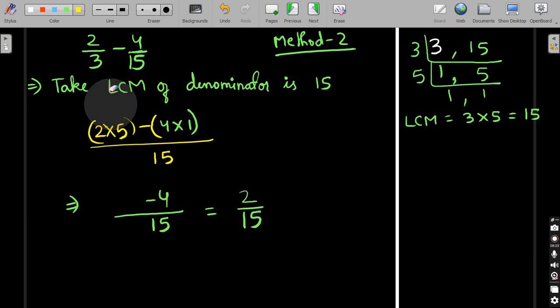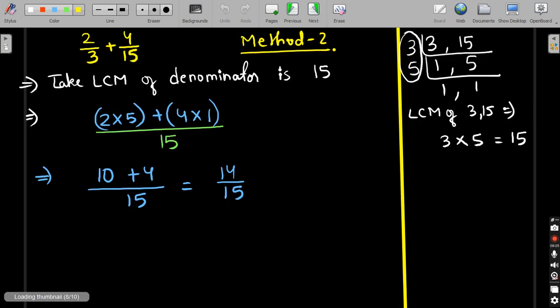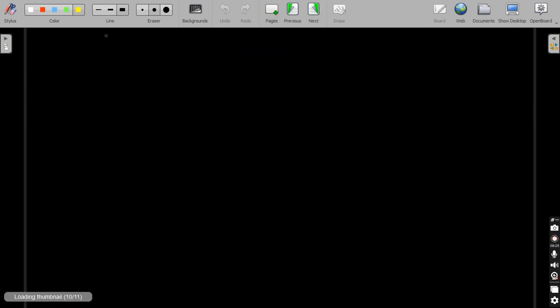Now the digits over in this place will be 5 times 2, 10. 10 minus 4, what will be the value? 10 minus 4, the value is going to be 6. So the answer is 6 by 15. Hope you got the logic of how to solve it. Understanding, students? Here we have got the logic. Now let us solve one more question so that it will be easy for us to understand.